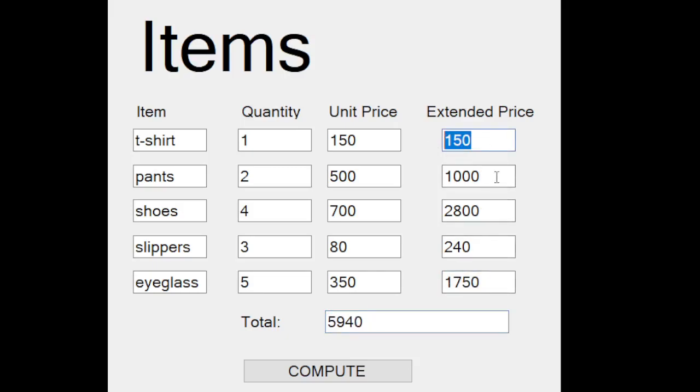So 150 plus 1,000 plus 2,800 plus 240 plus 1,750. So that the total is 5,940.